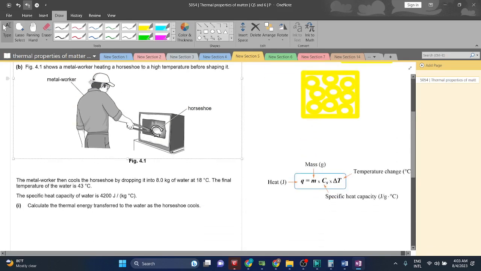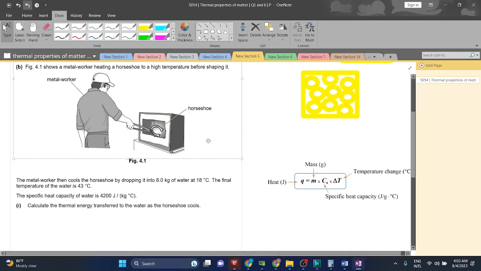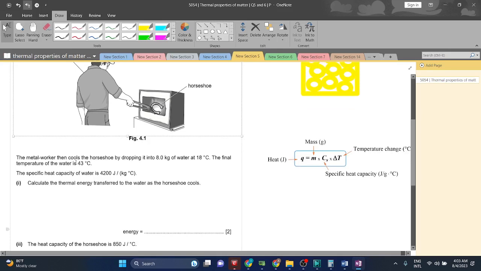Part B. Figure 4.1 shows a metal worker heating a horseshoe to a high temperature before shaping it. तो ये horseshoe है, इसको high temperature पे raise किया गया है. The metal worker then cools the horseshoe by dropping it into 8 kilograms of water. इसको पानी के अंदर फेंक दिया गया है. Water at 18 degrees Celsius. The final temperature of the water is 43 degrees Celsius. तो पहले 18 डिग्री सेल्सियस था, फिर 43 डिग्री सेल्सियस तक चला गया.